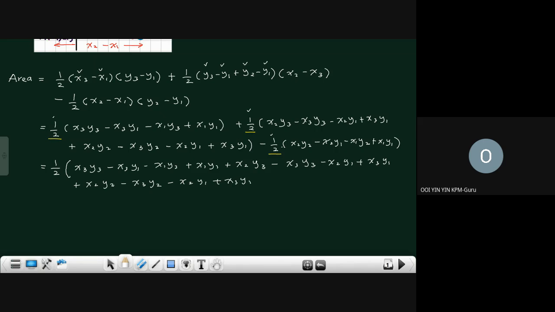Then don't forget you have the last part, negative here. Now, because just now the sign is positive, there are no changes in here. Now the sign here, the last one, is negative 1 over 2. So all the signs in the bracket you need to change. The first one here becomes negative x2 y2. And then negative here will become positive x2 y1. Negative here will become positive x1 y2. And the last one, positive, will become negative x1 y1.